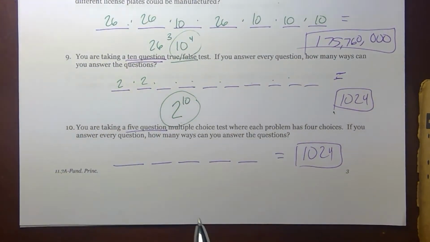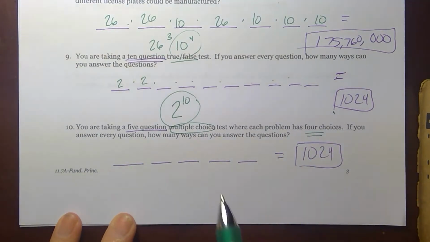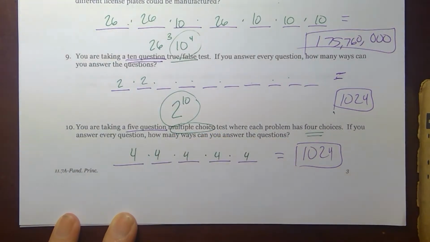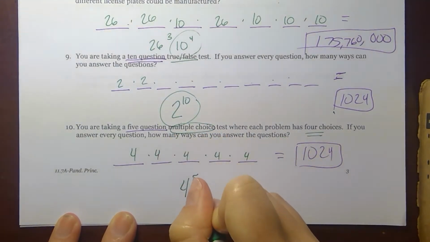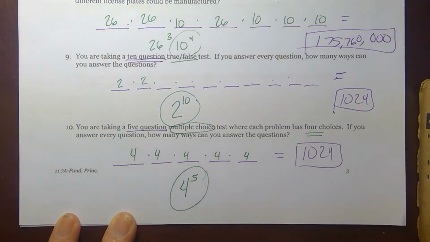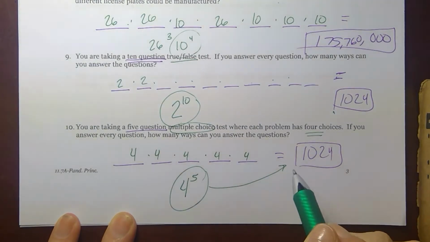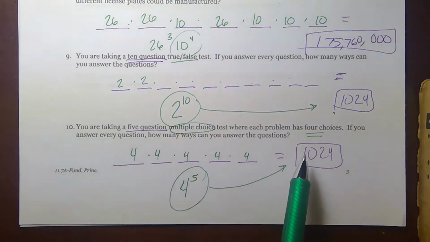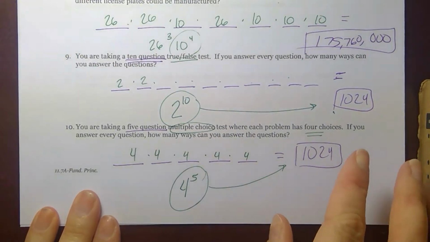Let's look at number 10. Now I'm taking a 5-question test, so I have 5 blanks to fill in. It's multiple choice this time, and each problem has 4 choices. So I'm filling in my blanks with 4s, which is the same thing as multiplying 4 times itself 5 times. Again, easier to input in my calculator. I also get 1,024. Notice that 2 to the 10th is the same result as 4 to the 5th. So my base is increasing by a factor of 2, and that reduces my exponent by that factor of 2.